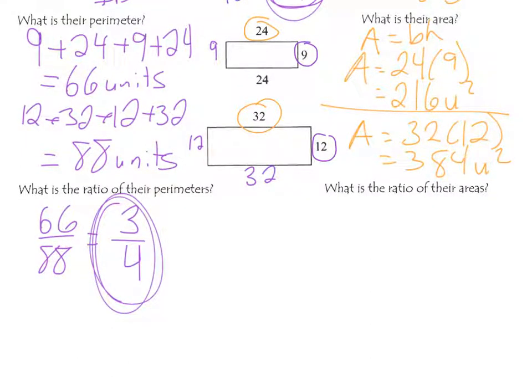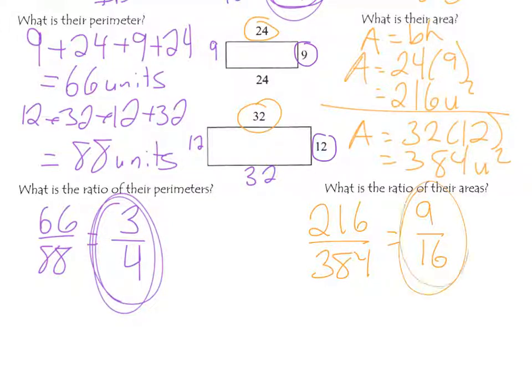So if we look at the ratios of these, if I take 216 and I simplify it with 384, you can use that ABC button on your calculator. If you have a TI calculator, you're going to hit math, enter, enter. But when you reduce this, you should get 9/16.